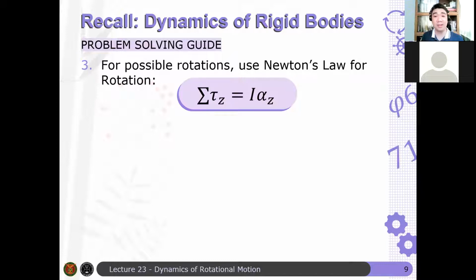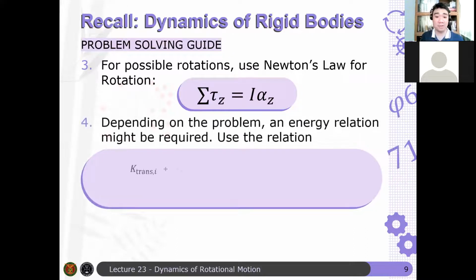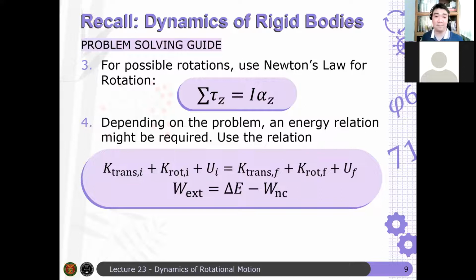Otherwise, if you want to determine angular velocities or linear velocities or distances or displacements, the method you want to use is your energy relations. Like for example, this. Now, sir, di ba may friction yung ano? Bakit pwede kong gamitin itong mechanical energy conservation?